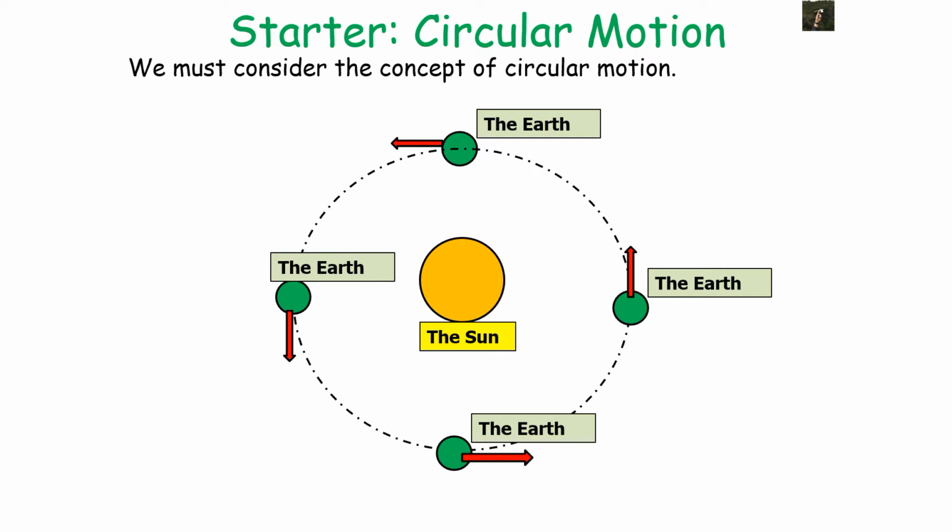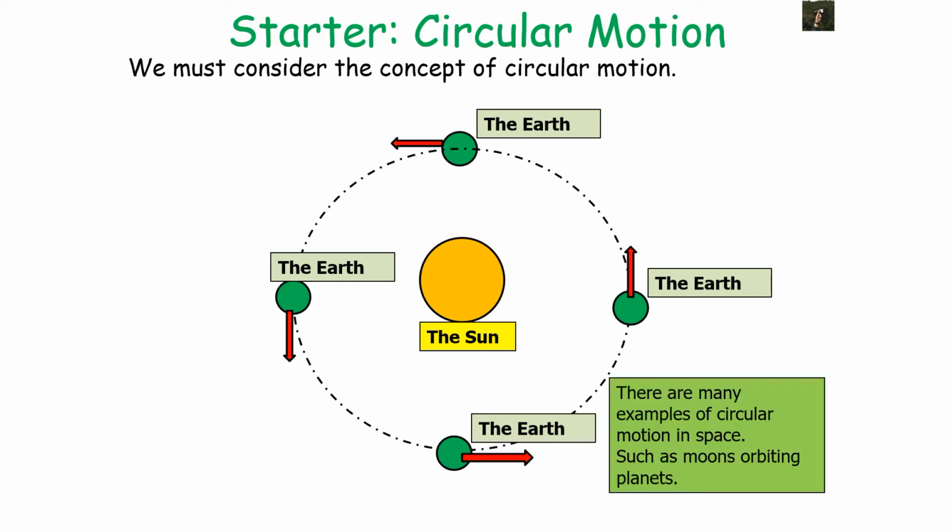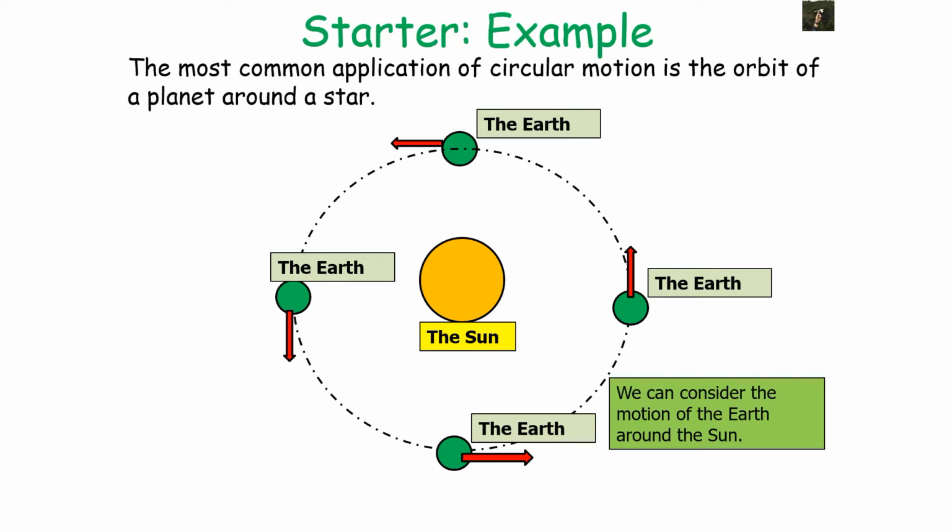So we've got to consider the concept of circular motion. Now there are many examples of circular motion in space, such as moons orbiting planets, planets orbiting stars, and stars orbiting around the galactic centre. To understand the motion of these celestial objects, we must consider the physics of circular motion. The most common application of circular motion is the orbit of a planet around a star.